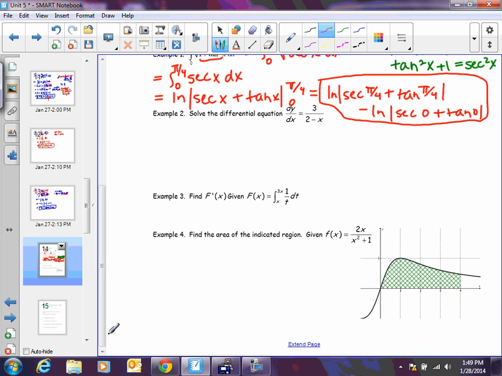Okay, so let's move on to example 2. When we have a dy over dx, what's your first step before we integrate both sides? We're going to move that dx over to the other side. And so now we're going to integrate dy, and we're going to integrate 3 over 2 minus x dx. Now the left side's just y, so that's easy. And the right side could have been on your homework last night.